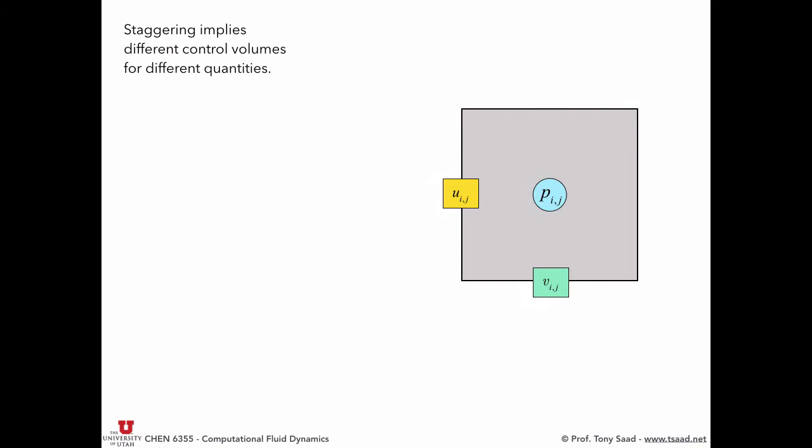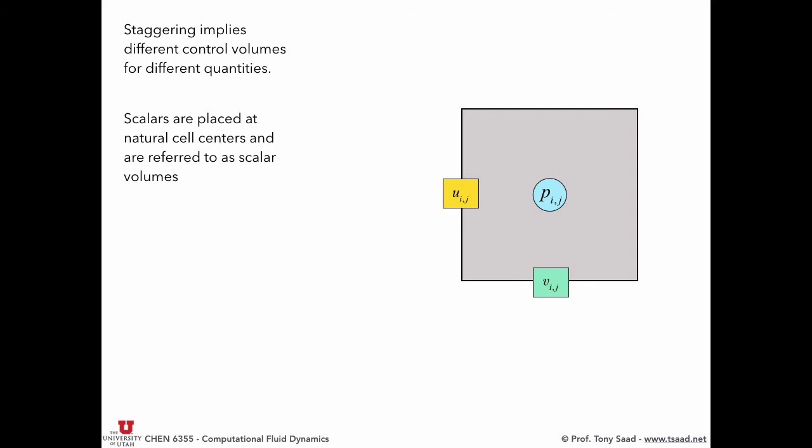Okay? So now let's go back to some general definitions. Staggering implies that we have different control volumes for different quantities. The same way that we said we're going to store a scalar in the natural control volume when we discretize the grid, we're going to store the scalar in the center. And then we said we're going to store the velocities at the faces. Well, the velocities need their own control volumes, because where do you carry the integral on?